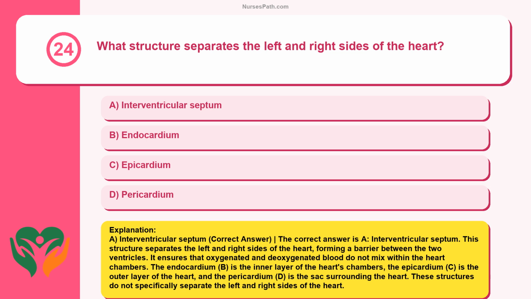The endocardium, B, is the inner layer of the heart's chambers, the epicardium, C, is the outer layer of the heart, and the pericardium, D, is the sac surrounding the heart. These structures do not specifically separate the left and right sides of the heart.